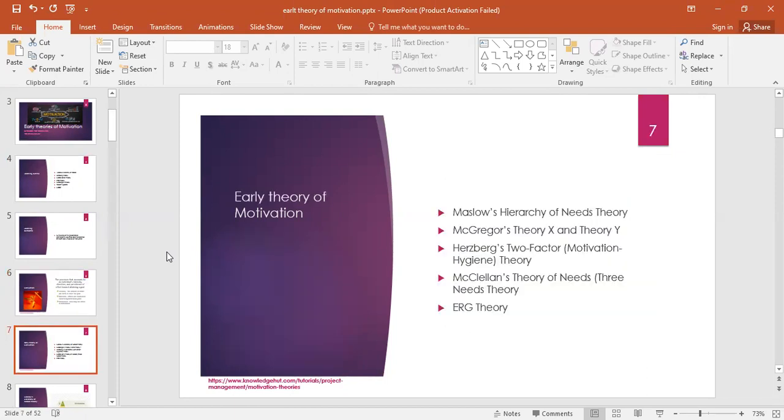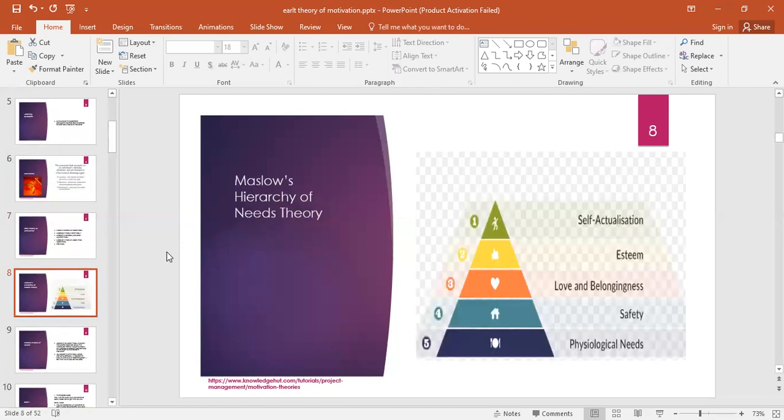There are five early theories of motivation: Maslow's hierarchy of needs theory, McGregor's Theory X and Y, Herzberg's theory, which is also known as two-factor theory or motivation-hygiene theory, McClelland's theory of needs, which is also known as three needs theory, and ERG theory. First, we discuss Maslow's hierarchy of needs.